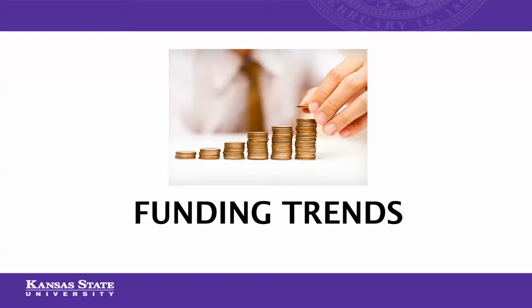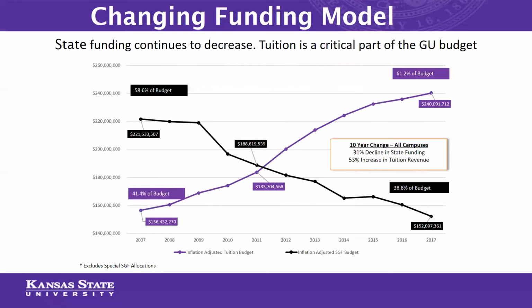So let's talk about some funding trends that we have at the institution. We have looked at the state GU budget, comparing 2007 to 2017, and I've adjusted all the numbers for inflation. Back in 2007, state funding, the black line, accounted for about 58% of our funding mix. Remember, GU is the state appropriations and the tuition budget. Student tuition was about 41%.